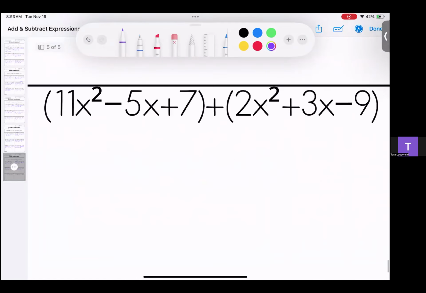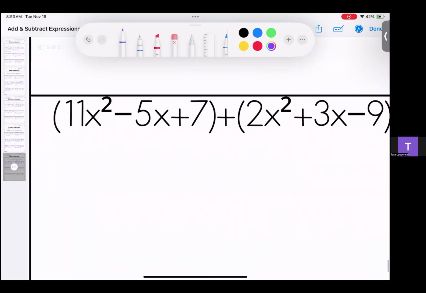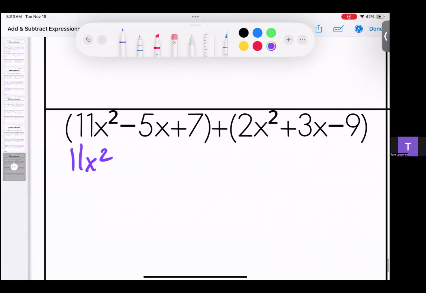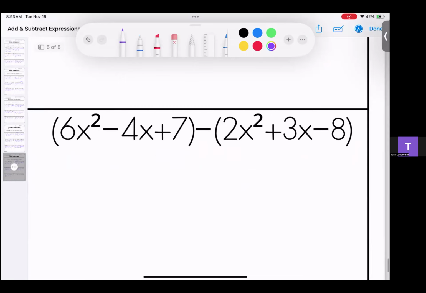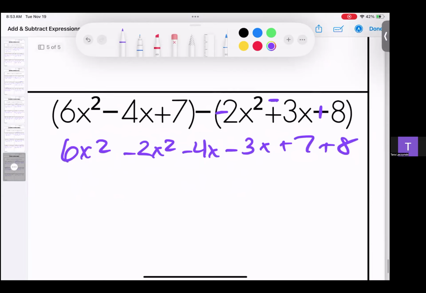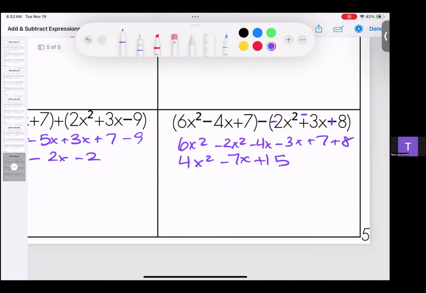Coming down to this last row, we can drop our sign because there's nothing to share, and it's a plus sign, which does not change that relationship. So we have 14x squared minus 2x minus 2. Over here, sharing out that sign, 6x squared minus 2x minus 4x minus 3x plus 7 plus 8. So we have 4x squared minus 7x plus 15.